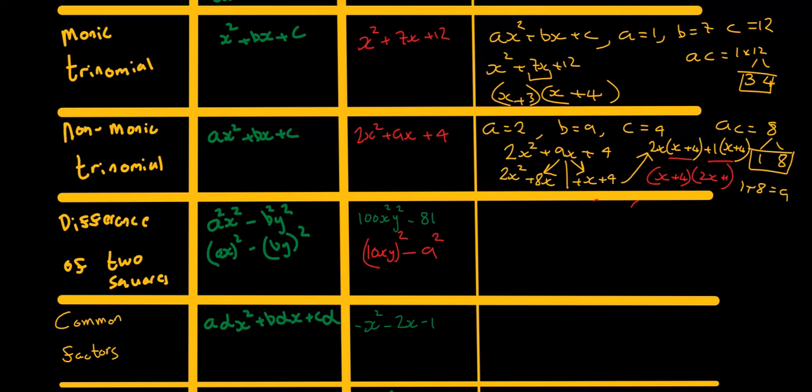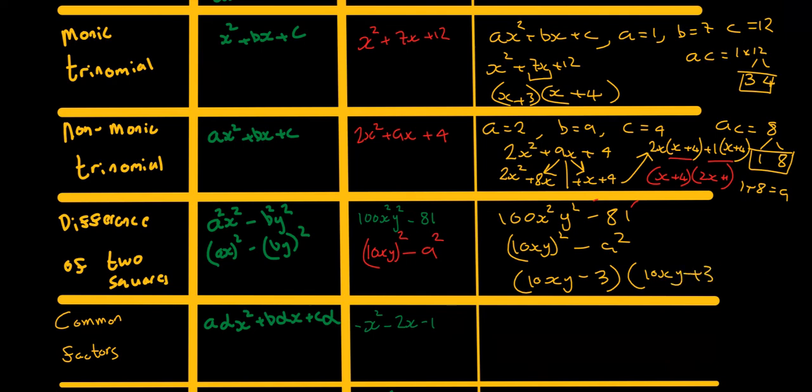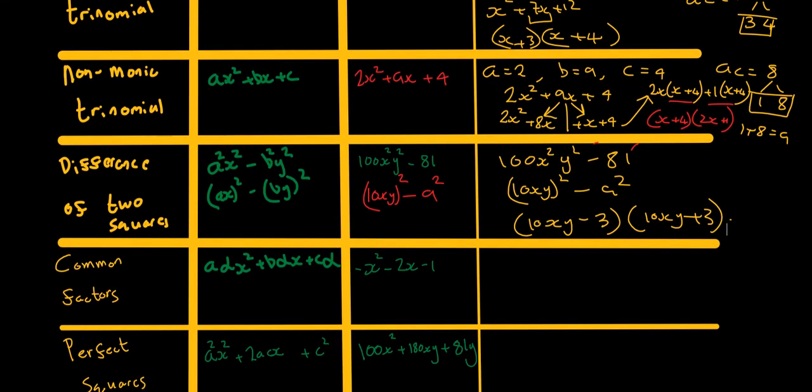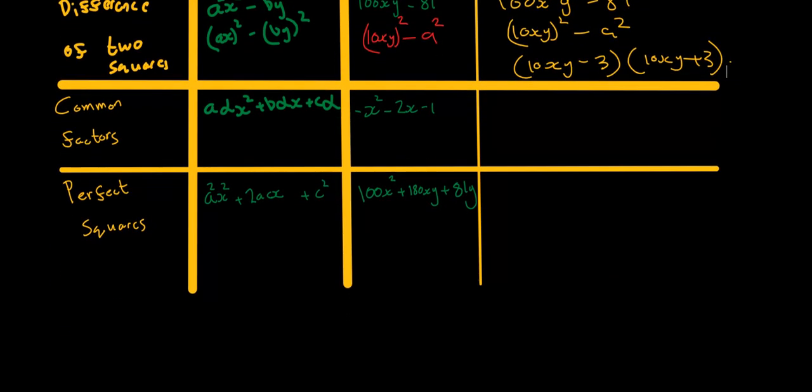Okay, so the example we are given is 100x squared y squared minus 81. We can rewrite that as 10xy all squared minus 9 all squared. That gives us (10xy minus 9)(10xy plus 9). And we can expand that out to show that we get the original expression. Okay, we're moving on quite nicely. Common factors.